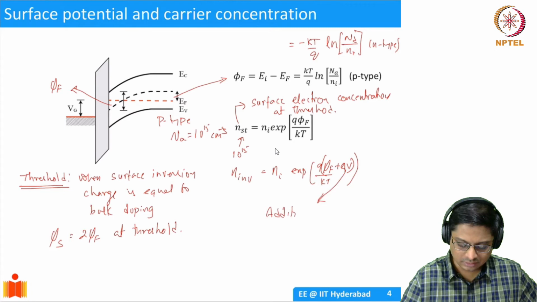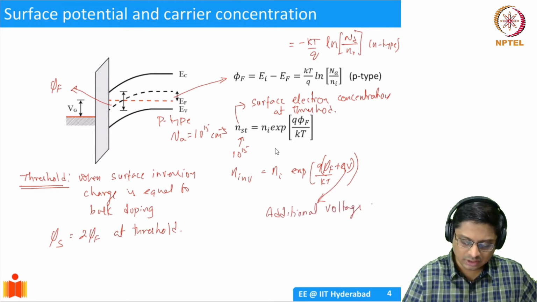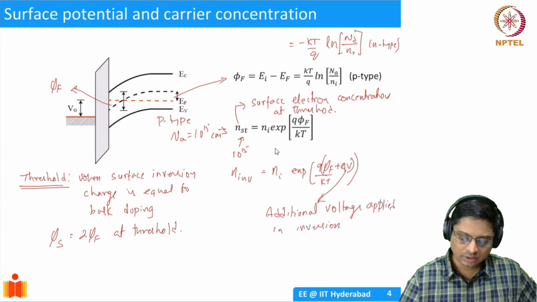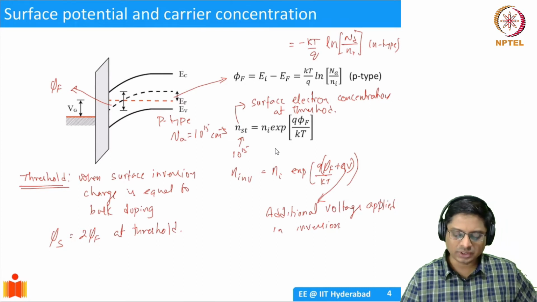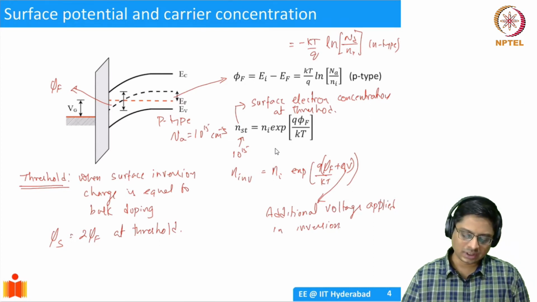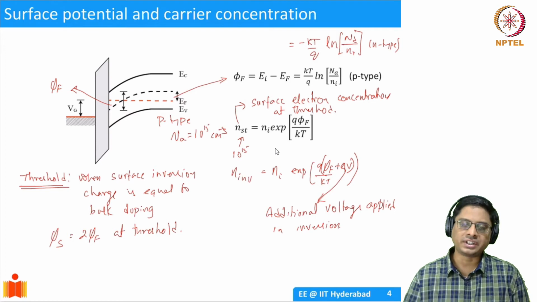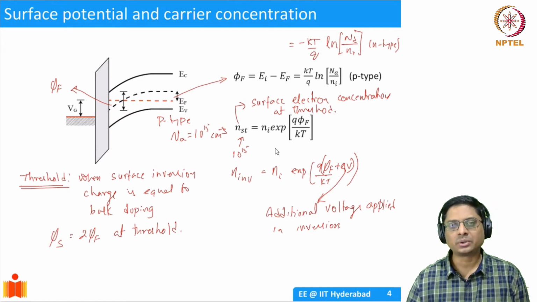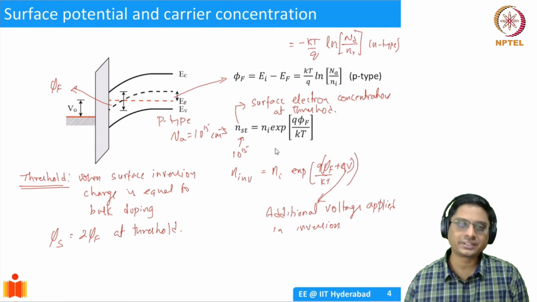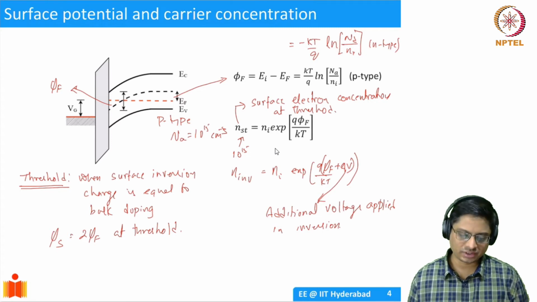So this delta V is the additional voltage applied in inversion. Okay, so basically this tells you that if you have a small change in delta V, or a small change in the gate voltage, that is going to be reflected in an exponentially increased inversion charge. Okay.